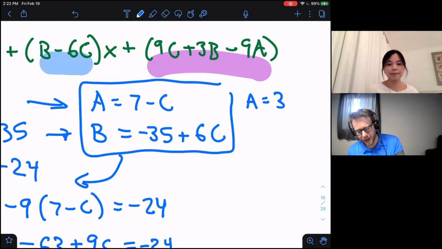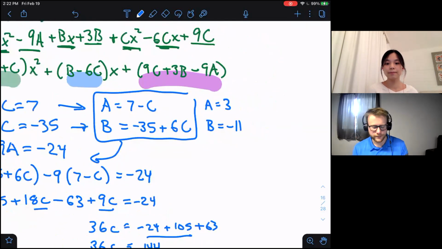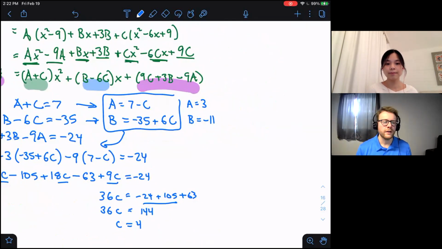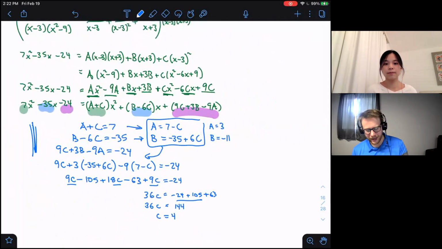A equals 3. B equals, let's see, negative 35 plus 24. That's got to be what, negative 11? Yeah, so really solving for one of them is the hard bit, and then the other ones just fall pretty easily. So, okay, why don't we go ahead and now plug these in and get our final answer.